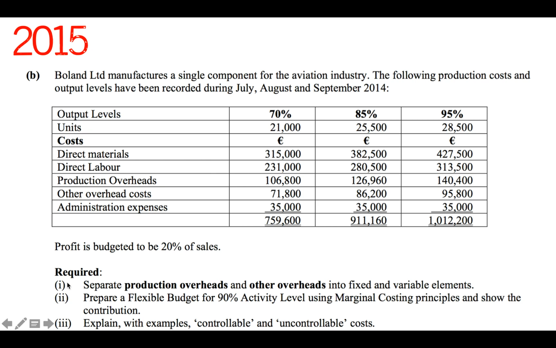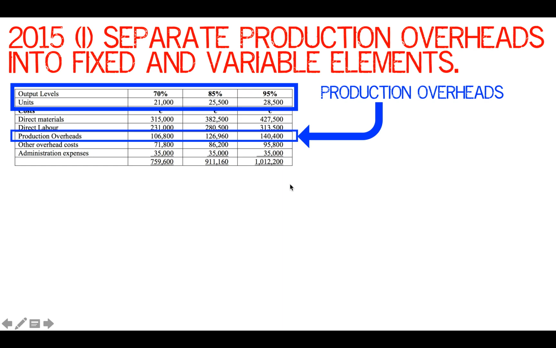So we know already from number 1 that production overheads and other overheads are mixed costs, because it's asking us to separate them into fixed and variable elements. So how do we do it? First of all, we'll look at the production overheads. We want to separate these into fixed and variable. If these are mixed costs, the fixed are going to stay the same regardless of the output. Whatever the fixed cost is, it's going to be the same here and here and here.